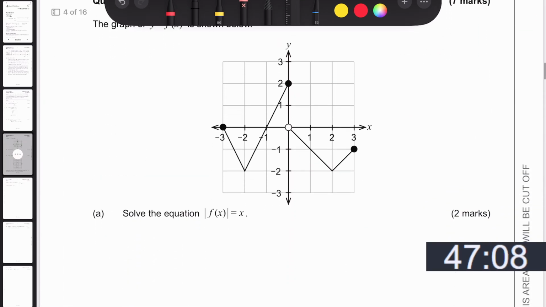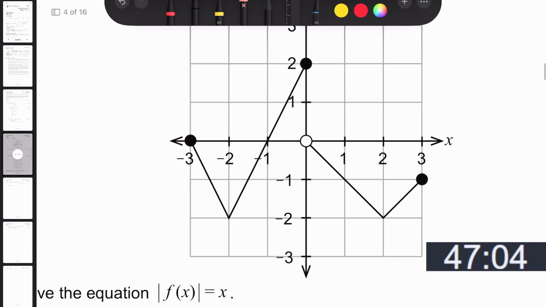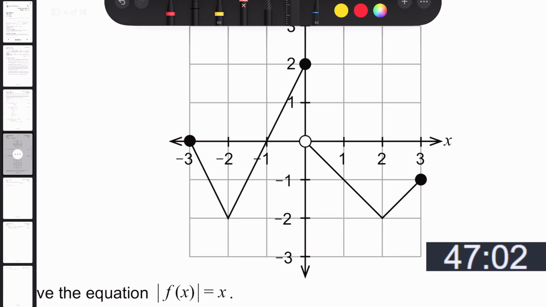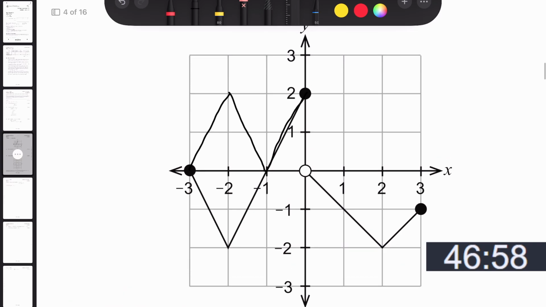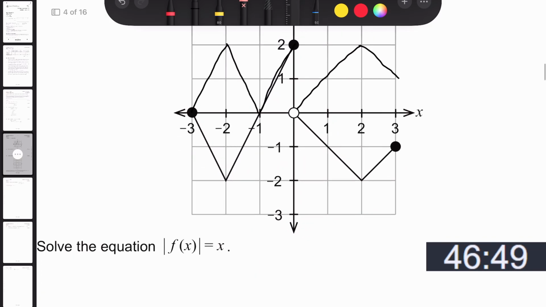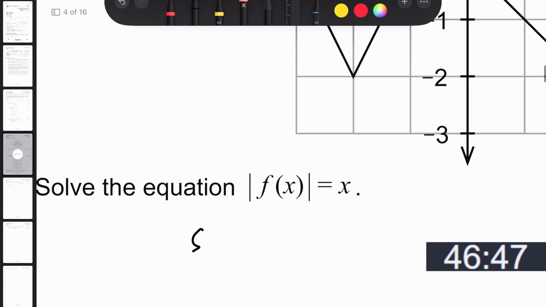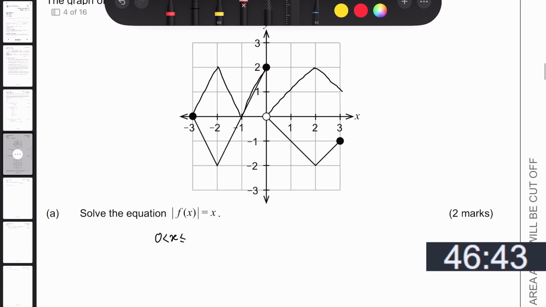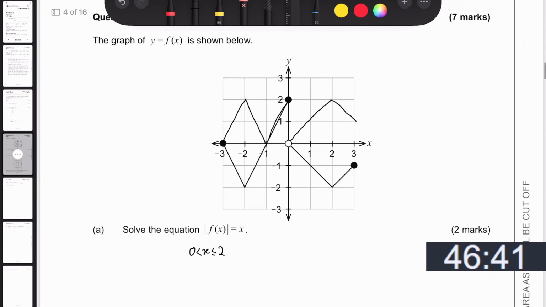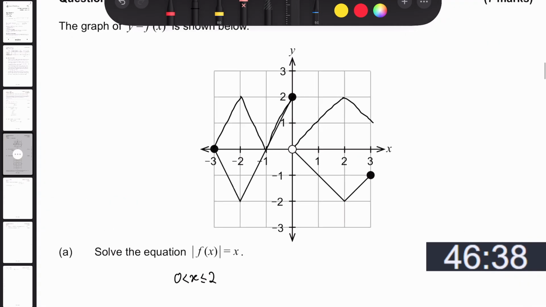Okay, solve the equation for f dash of x is equal to x. So let's see, what would my f dash of x look like? That's still going to be an open dot. Then it's going to be up like this, and then we go down to 1. And we want it equal to x. So this is going to be 0 less than x, because it can't equal 0, but then it can equal all the way up to 2. So equal to 2.